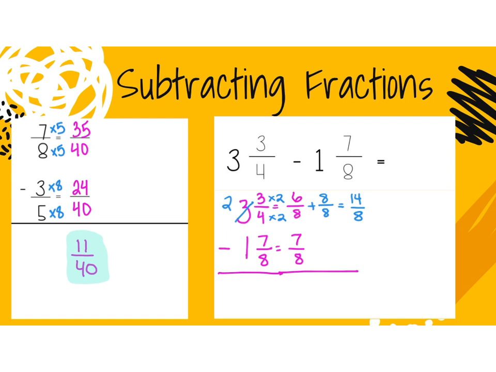Now our number on top is larger than the number on bottom in our numerators, so we can subtract. 14 minus 7 is 7, and we'll keep the denominator of 8. Then we subtract our whole numbers. 2 minus 1 is 1. So our answer is 1 and 7 eighths.